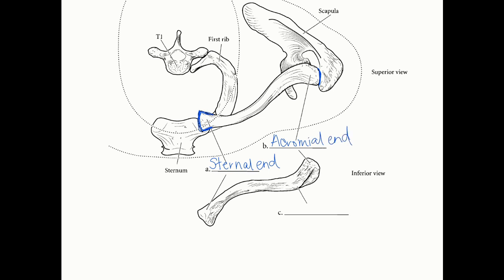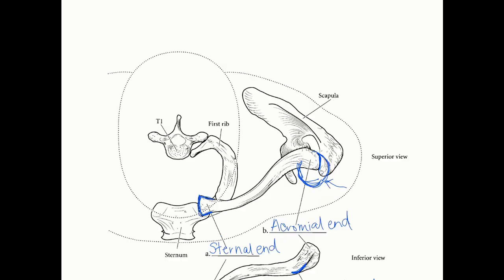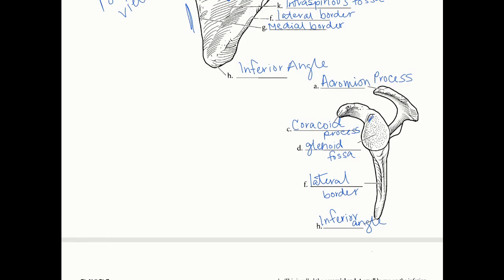And lastly, this little bump, we tend to call these structures tubercles. This is the conoid tubercle. All right. And while we're looking at this view, I just want to mention it's just below this area, below the acromion and kind of flush against the glenoid fossa, that the head of our humerus is going to fit in. All right. So if we go back up here, this glenoid fossa, that's where the head of our humerus is going to rest against.